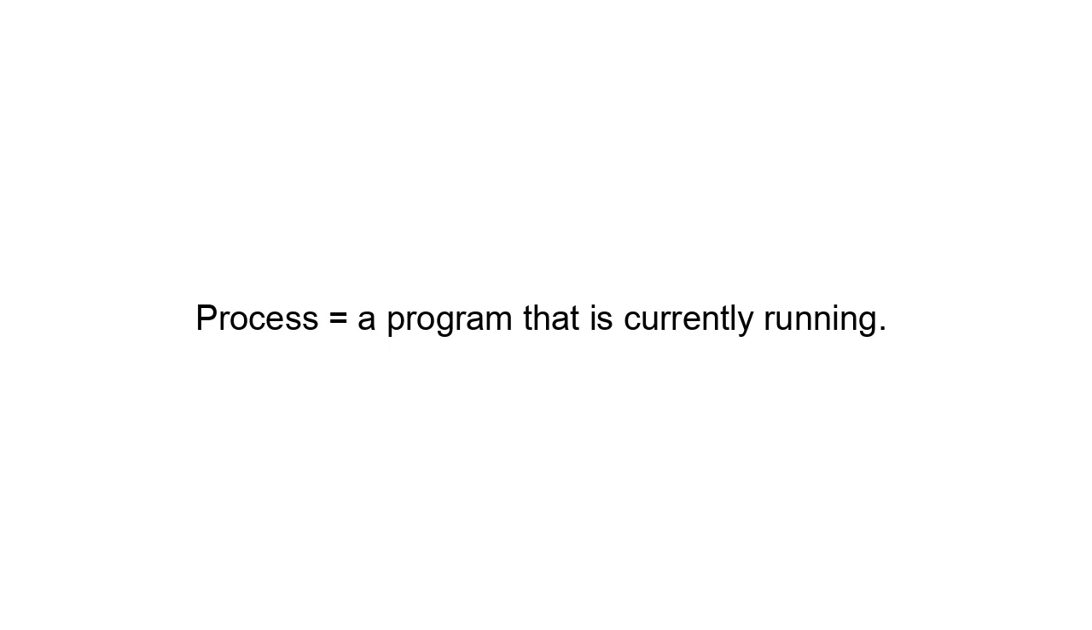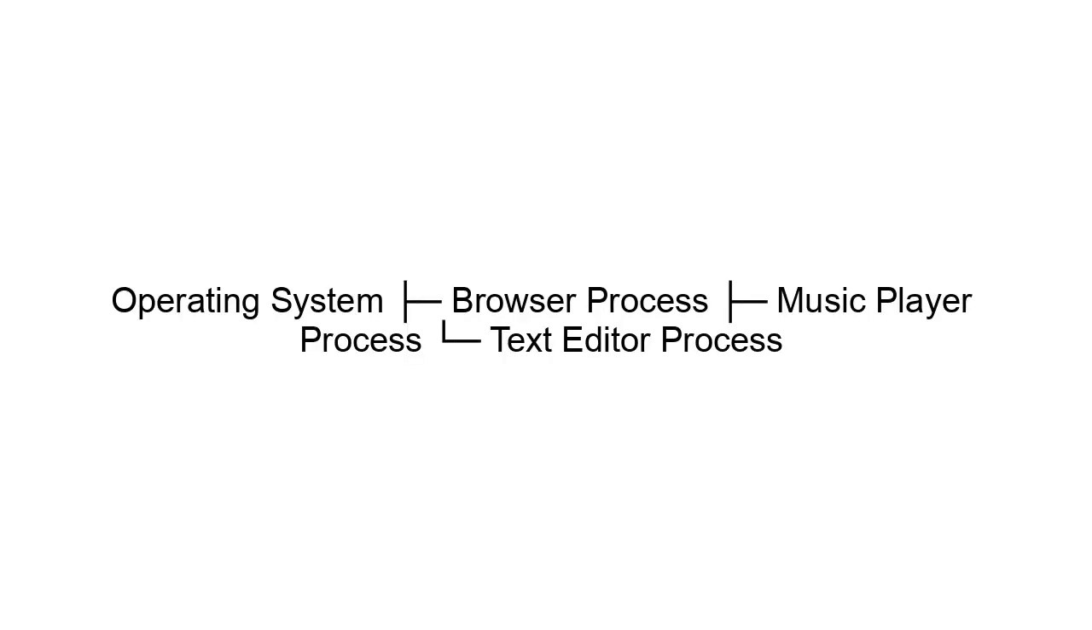Example of a process. When you open applications such as a web browser, a music player, and a text editor, each application runs as a separate process. Example: operating system, browser process, music player process, text editor process. Each process runs independently.